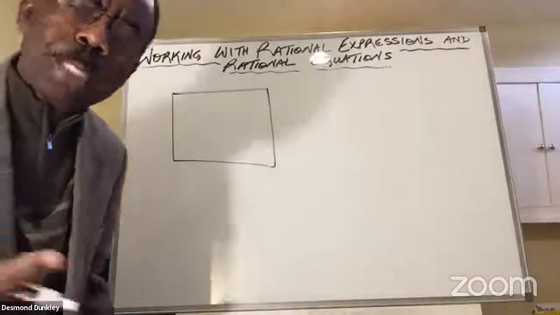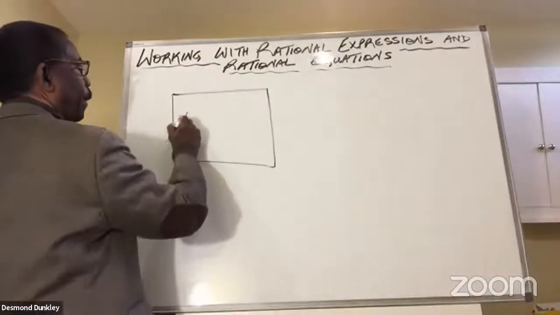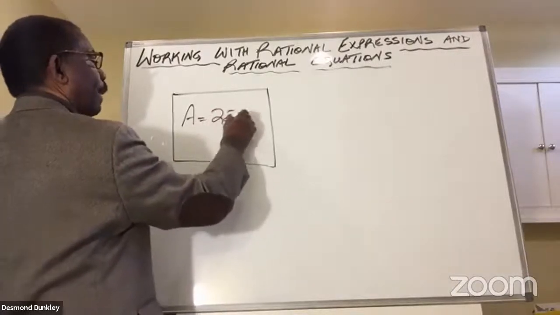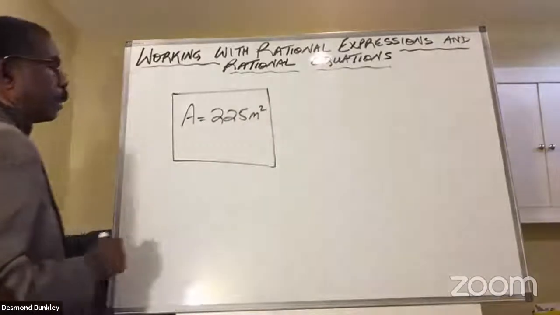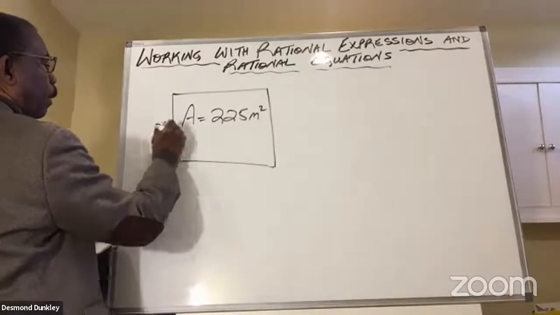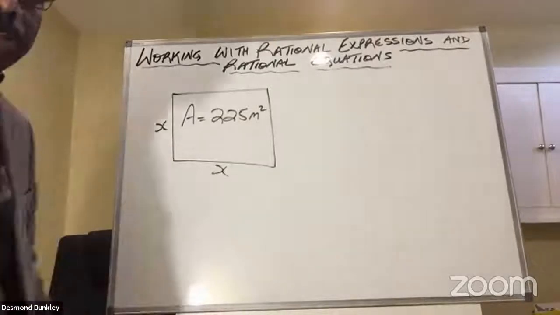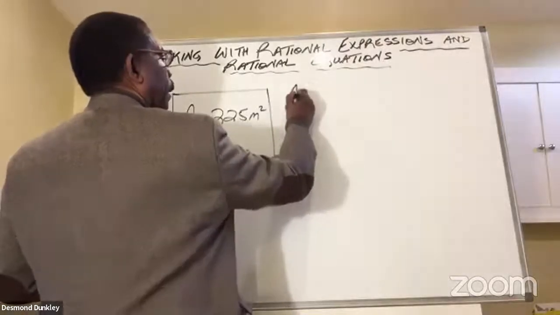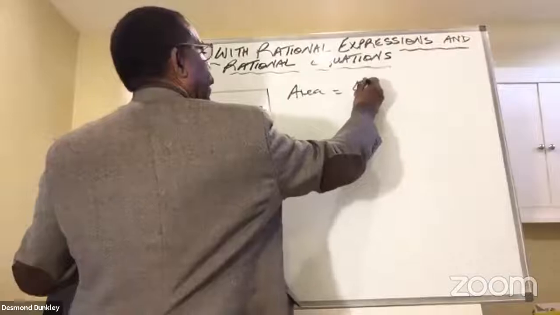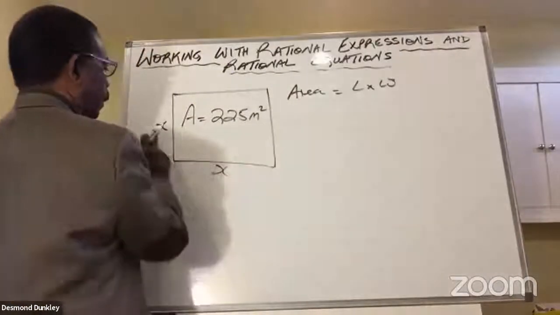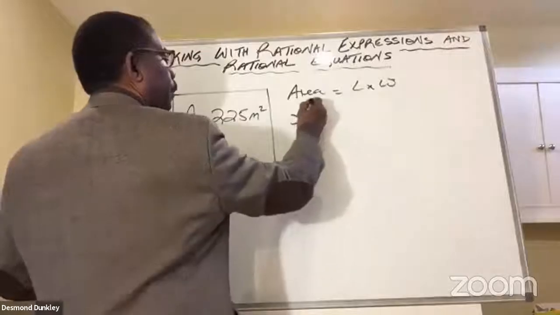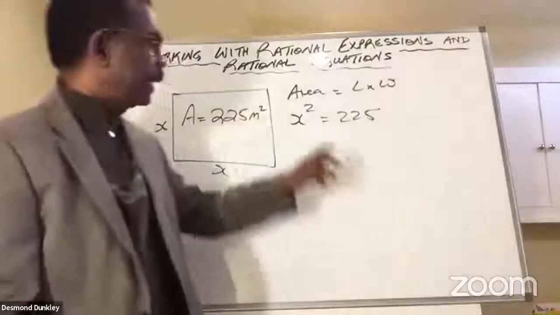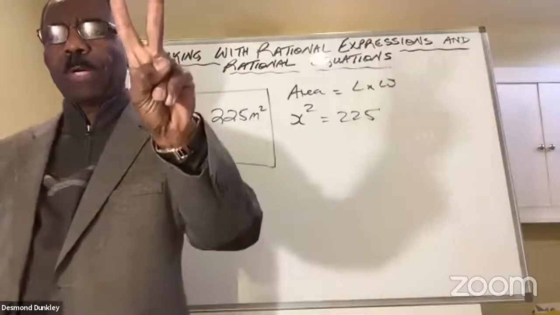Suppose there's a room that is a square, and I say that the area is equal to 225 meters squared. And I ask you, what is the length of each side of the room? Well, you know that area is equal to length times width. So therefore, this times this gives me x squared equal to 225. So you have an equation that is a quadratic equation. It has a degree of 2.